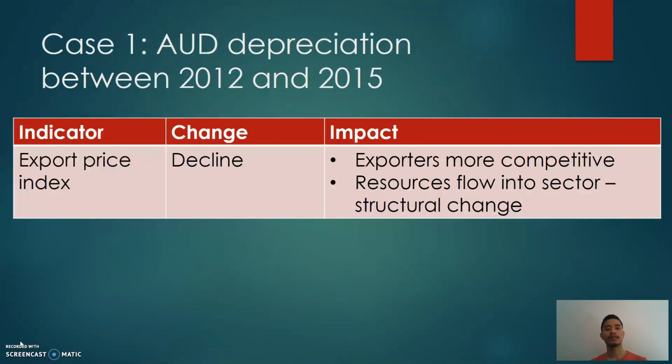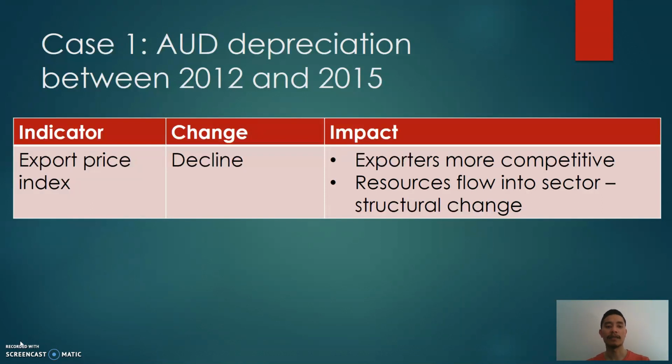First of all, we've already spoken about how export prices would decline. We know that iron ore and coal are key exports for Australia's economy, and the decline in commodity prices would thus result in a decline in export prices. The decline in export prices would then result in a decline in the export price index, which again is the numerator of the terms of trade.